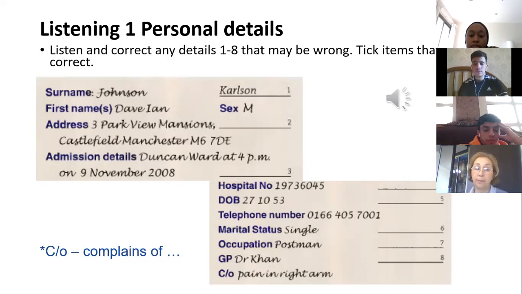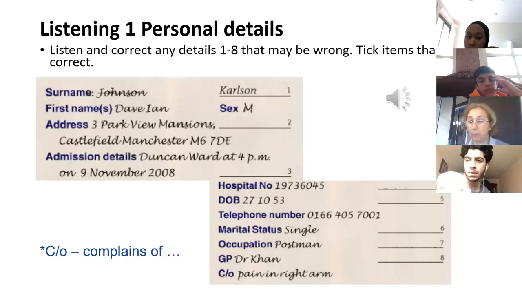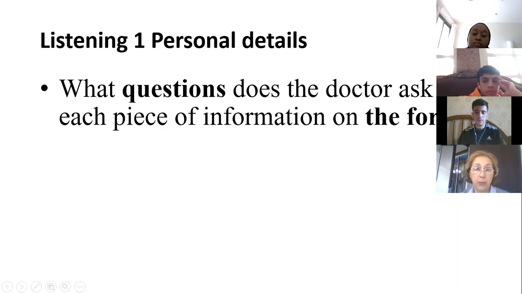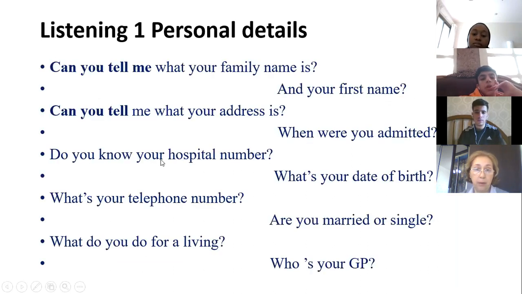And what is one more mistake in this form? What is the mistake? The GP. About the GP, and what's the name of the GP? Dr. John. Dr. Jones, yeah, right. So this is the way the receptionist or a nurse asks questions about some personal information. In Unit 1, I would like you to look at these questions. Here they are.